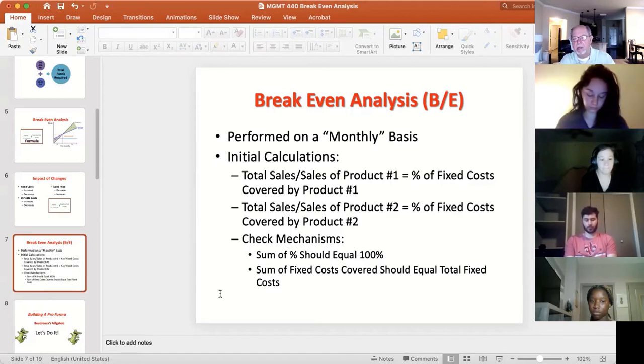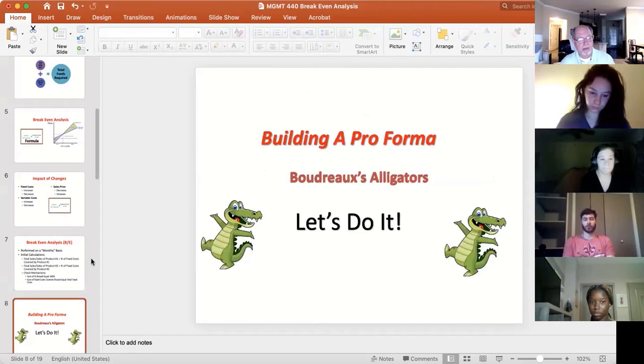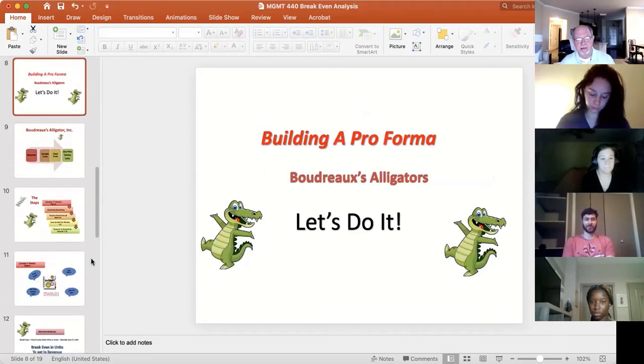They're going to cover their prorated share, and I'll explain that. But the sum of the two is going to have to cover 100% of the cost. So the best way to do this is, let's build a pro forma, right? Isn't that the best way? So let's build a pro forma with Boudreaux's alligators.